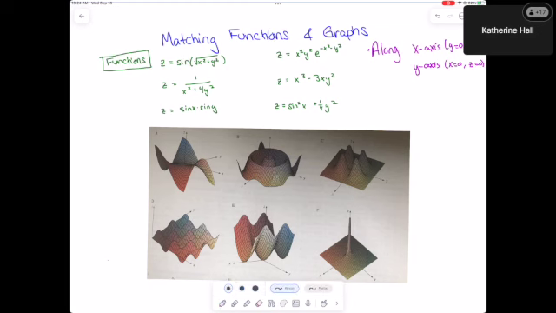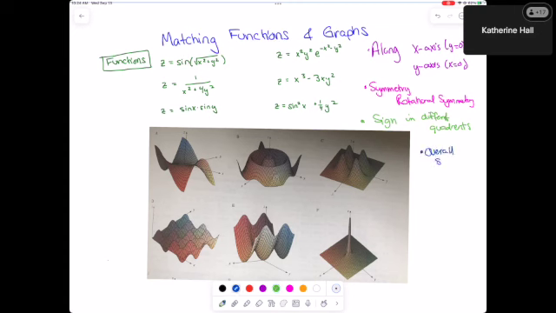We can think about symmetry, especially rotational symmetry. We can think about sign, if it's positive or negative, in the different quadrants, because I'm just thinking about the domain here. And then overall shape and oscillations. If I use these properties, I should be able to figure out what's going on.